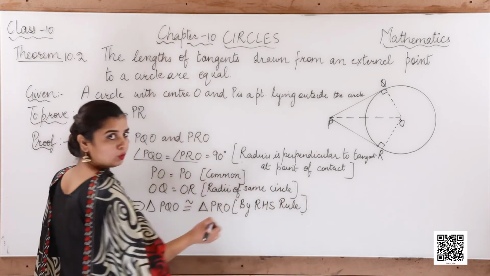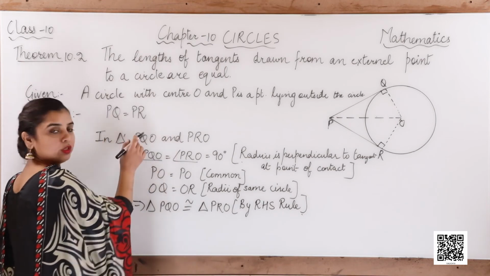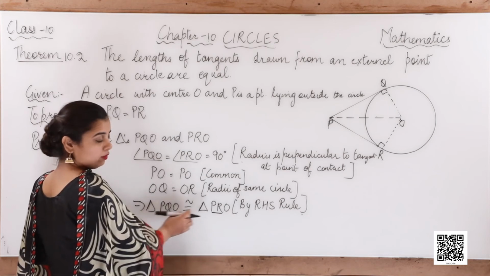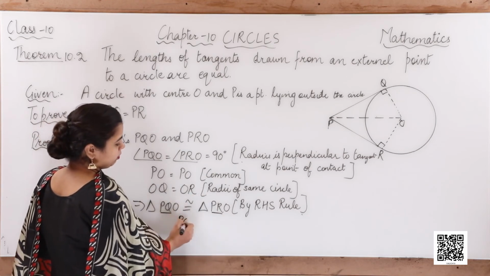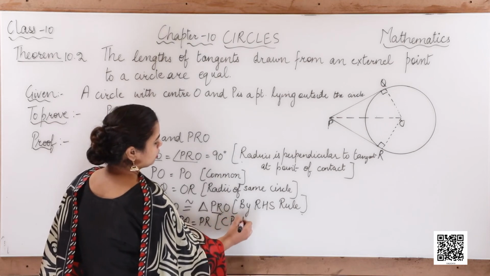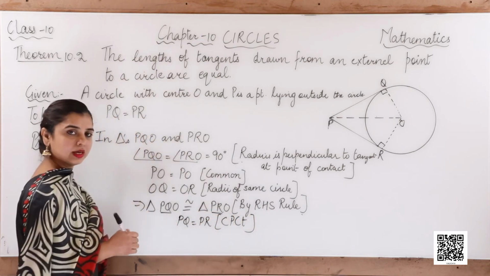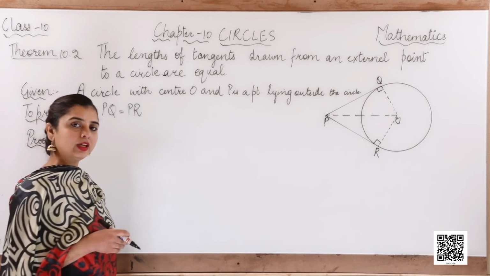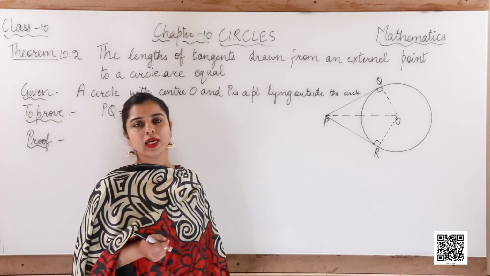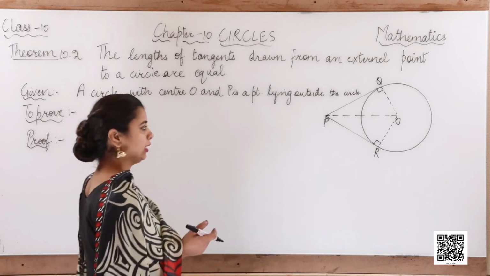But what do we need to prove? We need to prove that PQ is equal to PR. Can we get it? Yes. From the first two letters here, we get PQ is equal to PR by CPCT, that is corresponding parts of congruent triangles are equal. Children, can you prove the same theorem without applying congruence rule? Is it possible? Let us try it.